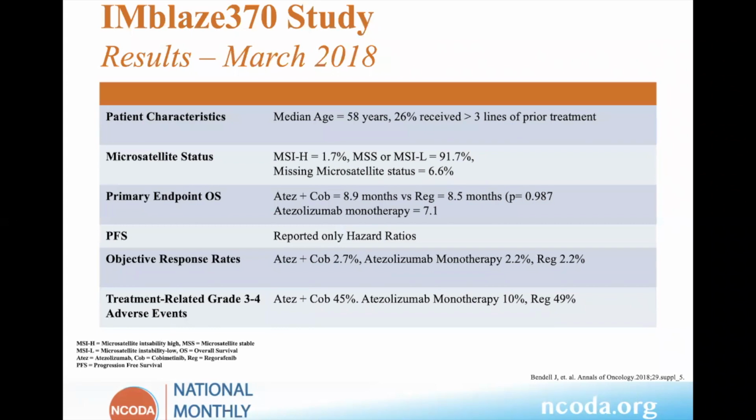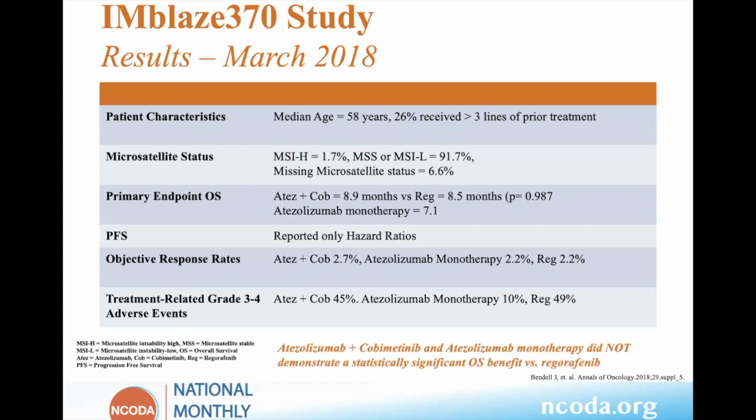So when you look at the primary endpoint, the combination therapy of the PD-L1 inhibitor plus cobimetinib, you had 8.9 months versus 8.5 months with regorafenib, which was not statistically significant. And so the objective response rates are listed here, and I'm quickly going over this with time in mind. With regards to treatment-related toxicities, the combination therapy, you had 45% versus regorafenib 49%. So the bottom line here is atezolizumab plus cobimetinib and atezolizumab monotherapy did not demonstrate a statistically significant overall survival benefit versus regorafenib. So the primary endpoint was not met in this trial. Next slide.